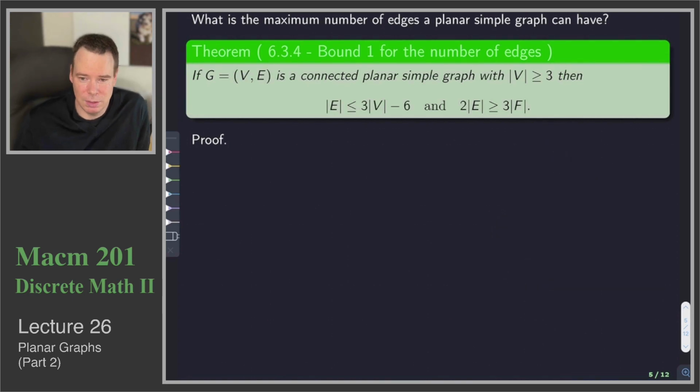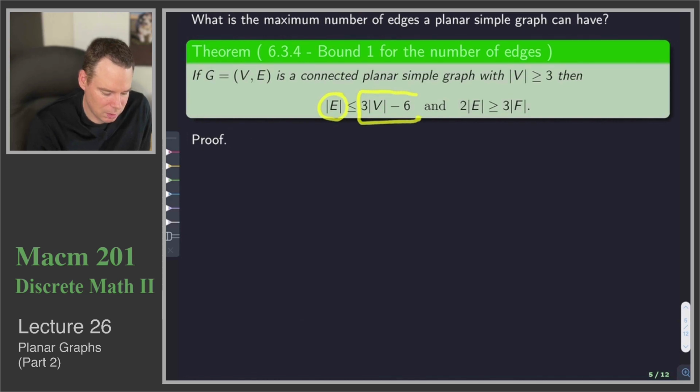There can't be too many edges. And that's what this first theorem says. You can't have too many edges. In fact, the number of edges in your graph cannot exceed 3 times the number of vertices minus 6. So that's the first thing we're going to prove. So let's go ahead and do that.